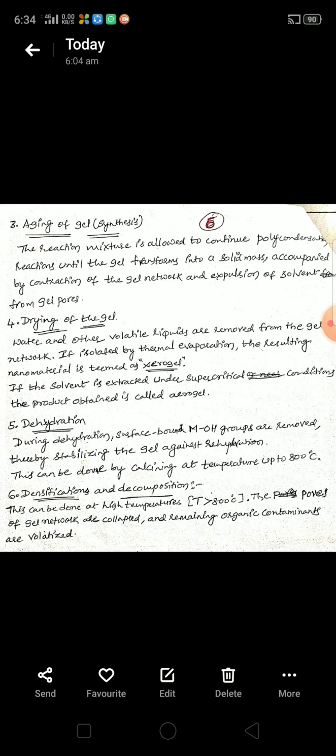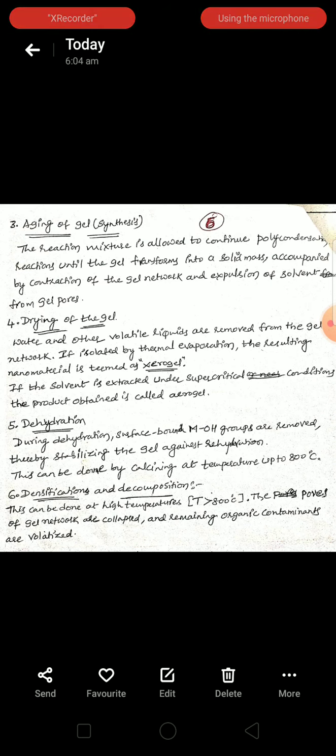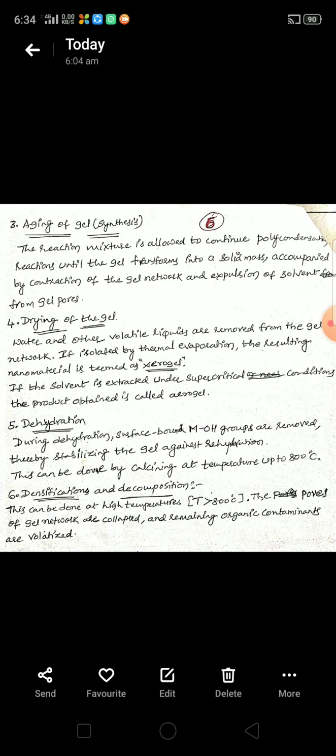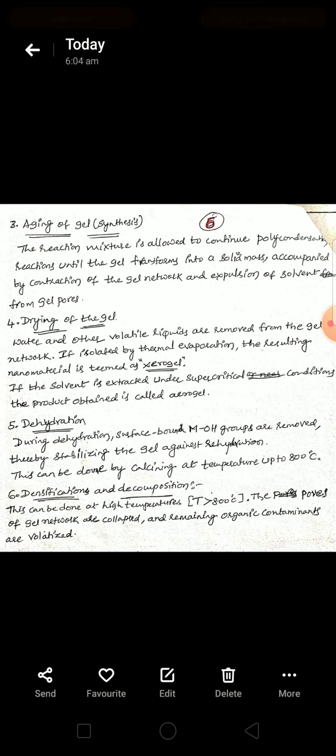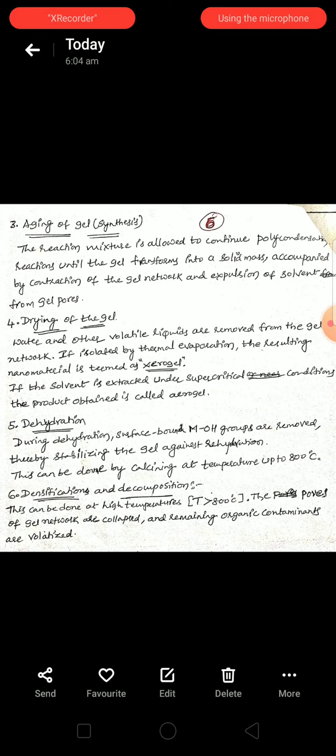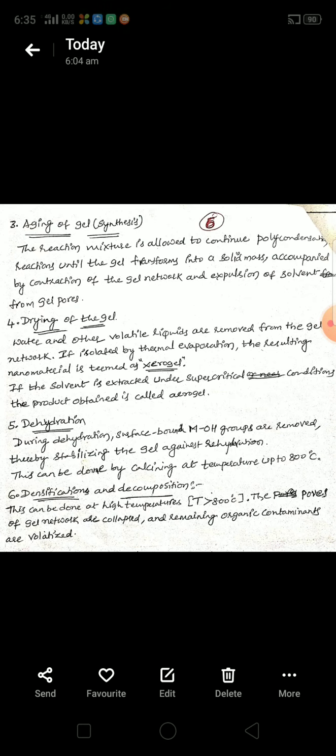In the fourth step, it includes drying of the gel. If any water and other volatile liquids are there, those can be removed. In this step, ultimately we will get two types of nanomaterials, that is aerogel and xerogel. Next one is dehydration.